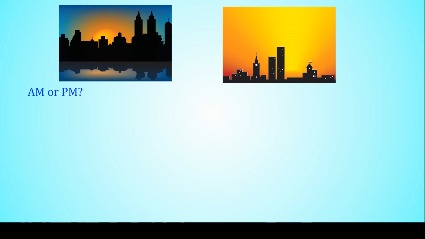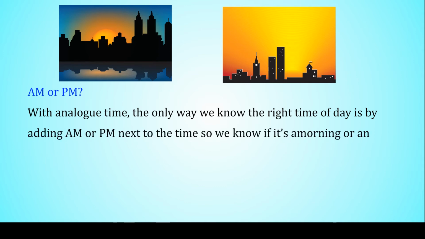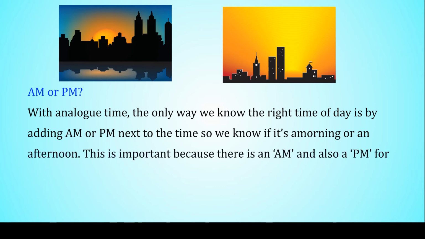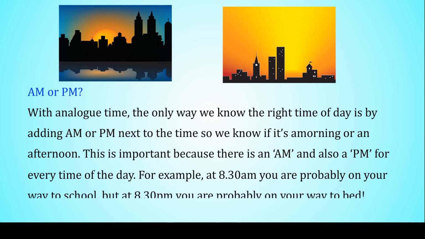AM or PM. With analog time, the only way we know the right time of day is by adding AM or PM next to the time. So we know if it's a morning or an afternoon. This is important because there is an AM and also a PM for every time of the day. For example, at 8:30 AM, you're probably on your way to school. But at 8:30 PM, you're probably on your way to bed.